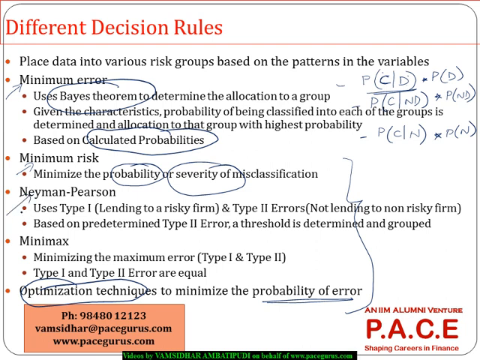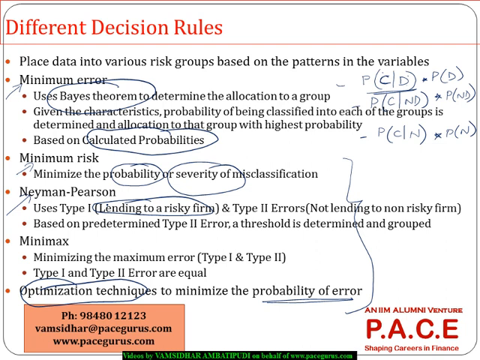Whereas we have a Neyman-Pearson based decision rule, which is using the statistical errors, the type 1 and type 2 errors. I am defining type 1 error as rejecting a true null hypothesis, right? So lending to a risky firm. We know that this firm is risky, for which the loan should not be given, but I am ending up giving a loan to that firm. That's a type 1 error. Whereas with type 2 error, we talk about the failure to reject the null.